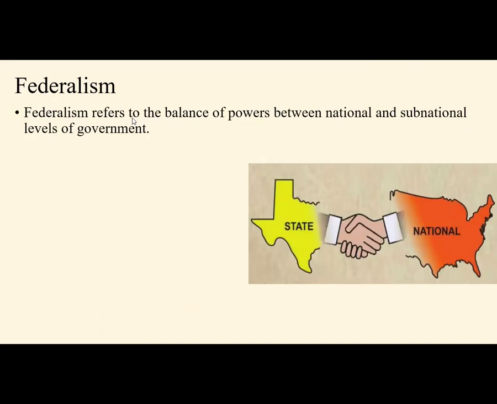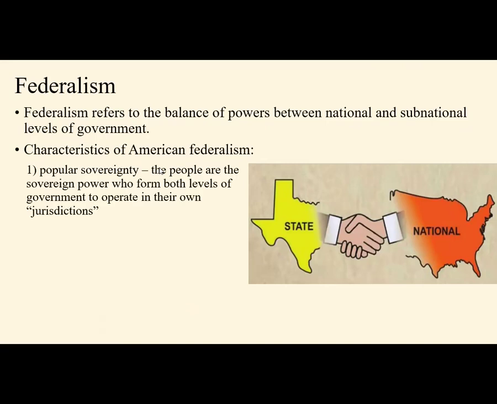Federalism refers to the balance of power between the national and subnational levels of government. That's what we talked about last lesson. But now we're going to focus on the specific characteristics of American federalism. The one I just mentioned, popular sovereignty. The people are the source of government power, and we form both levels of government, a national and a subnational level.